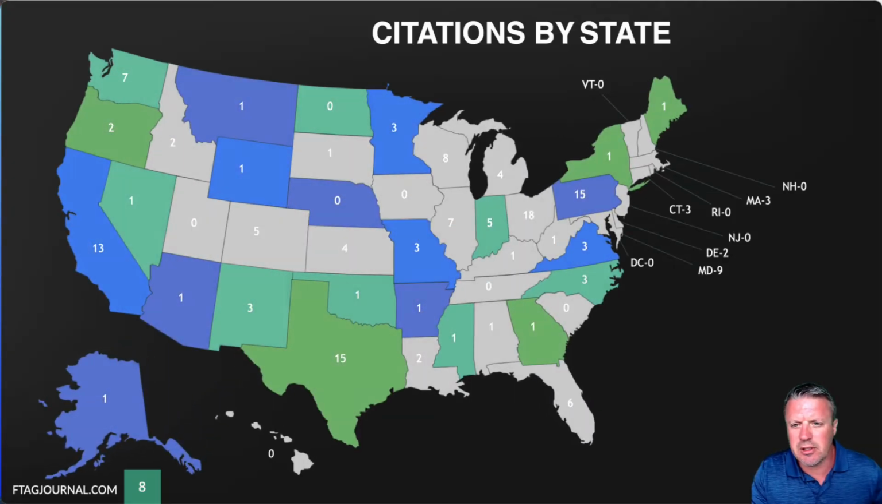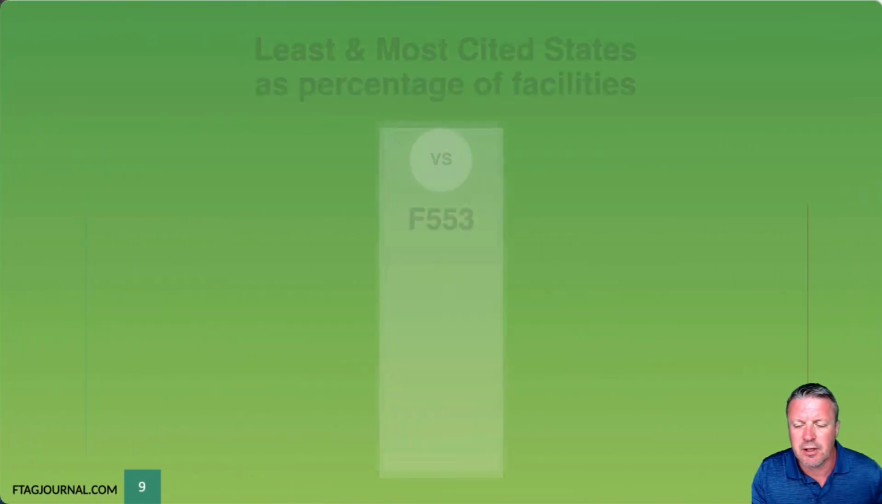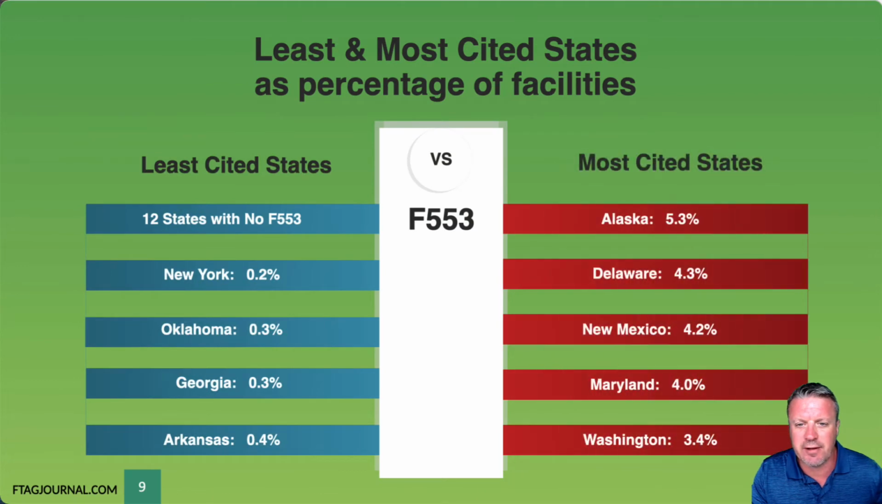State distribution, nothing really jumps out to me. Maybe Maryland's going to be up there; that's really the only one that jumps out at me. As far as least cited, 12 states had no F553. As far as the most cited, Alaska. They got 18 facilities, so if one facility gets this citation, you're already above 5%. Maryland was up there, and Washington State, you'll see that they are in the top 5 of a lot of FTAGs as far as percentage of facilities.